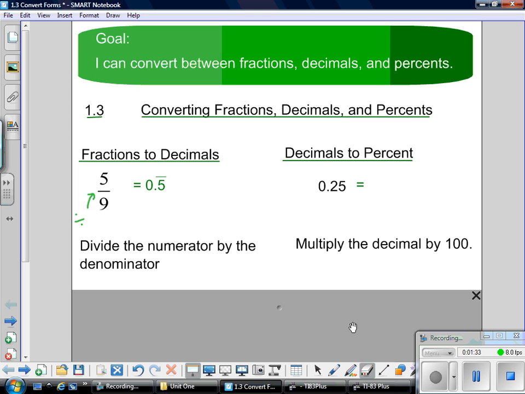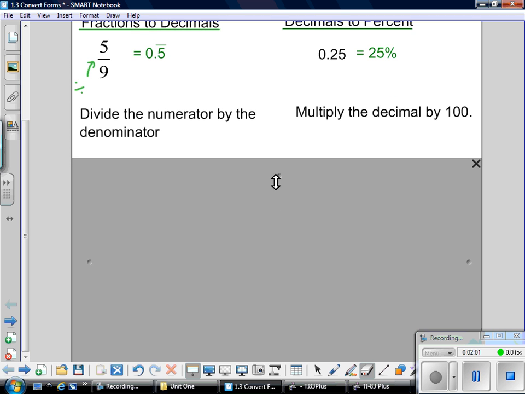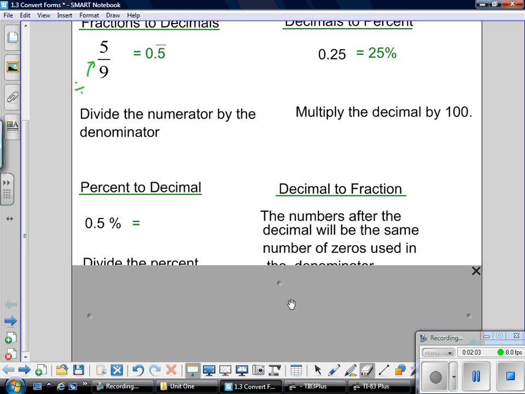Okay, the next thing I want to do is decimals to percents. Now remember, percent always means out of 100. So if I have a decimal and I want to change it to percent, all I have to do is take that number and multiply it by 100. So if I take this number and multiply it by 100, I end up with 25%. Okay, so if I'm in percent, make sure you use the percent sign. So far, so good, right? So let's take a look at the next ones.